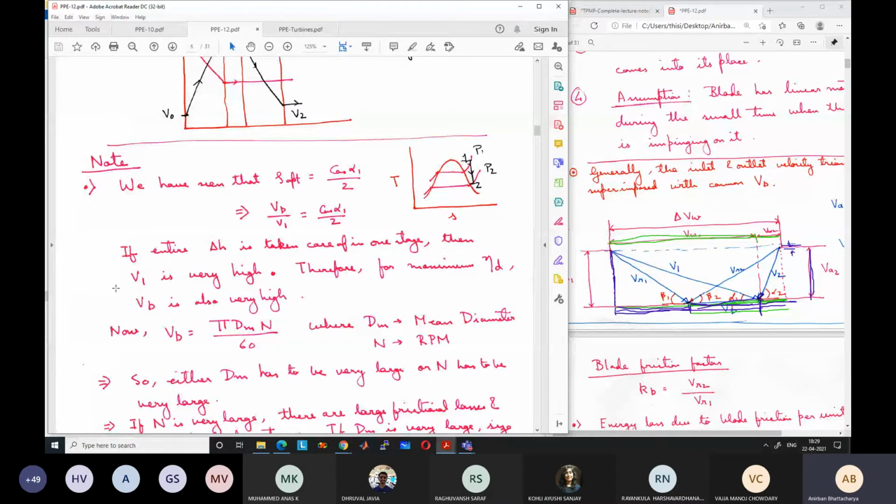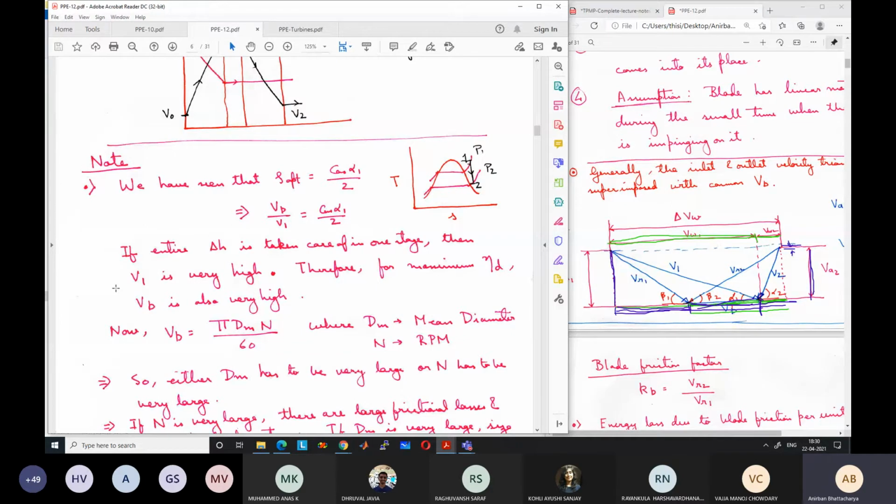So in general, I could have 20 stages, and each stage should have 30 kilojoule per kg. Then I will have 600 kilojoule in 20 stages, equally divided. But if you have a single stage, the entire 600 kilojoule per kg of enthalpy gets converted to kinetic energy. So you can imagine how high the velocity V1 will be. It will be huge. Entire delta H is converted to V1. So V1 becomes very high if I have only a single stage.